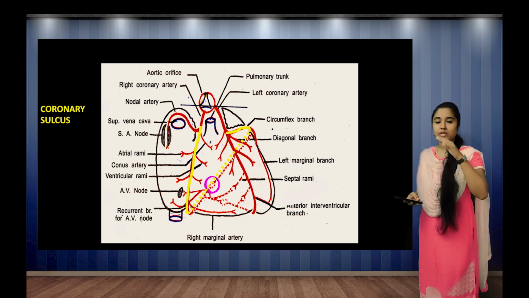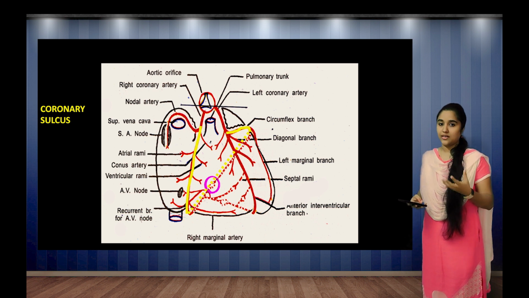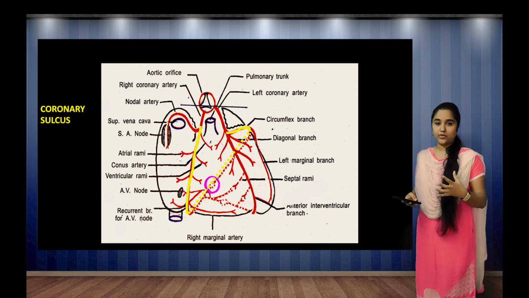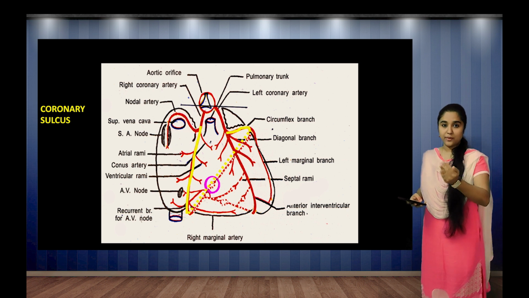Now we can see it surrounds or encircles the heart like a crown. That's why the name coronary sulcus. Coronary means crown-like. So coronary sulcus is none other than your atrioventricular groove, which has three parts, that is the right anterior part, the posterior part and the left anterior part.